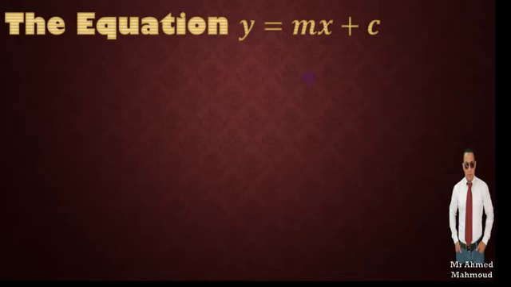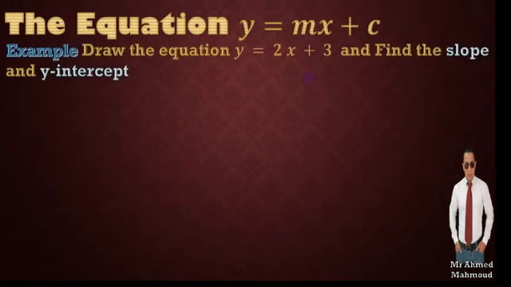Okay, now by looking at this example, draw the equation y equals 2x plus 3, find the slope and y-intercept. Also, this is an introduction example, just to teach you how we can identify the slope and y-intercept from this equation. But this is not a new example. You have studied this example in the linear function, and in second prep in the linear equation, or the linear relation.